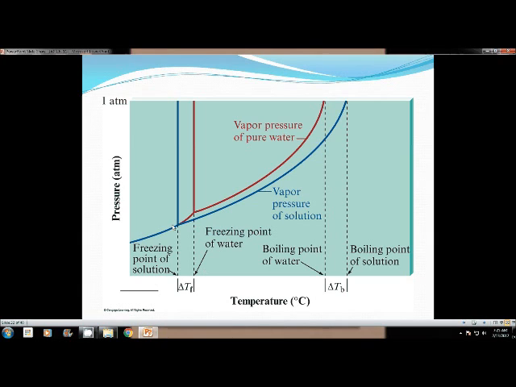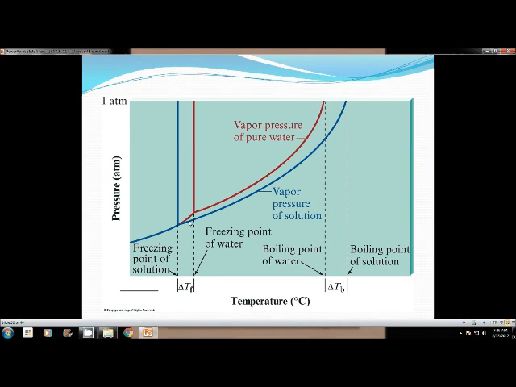So the blue line represents the solution, so something added to water. And the red is showing us the vapor pressure of the pure water. So note that the boiling point of the solution is higher than that of the pure water. Conversely, the freezing point is lower than that of the pure water. So the delta TF is the freezing point change, the depression, I should say, and then the boiling point is the elevation.